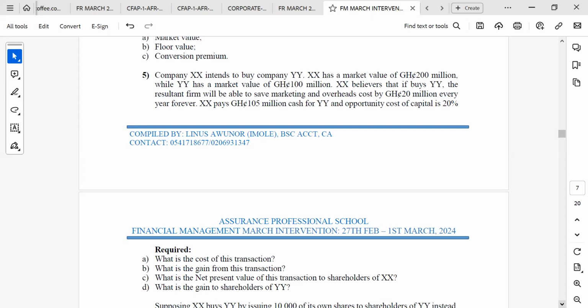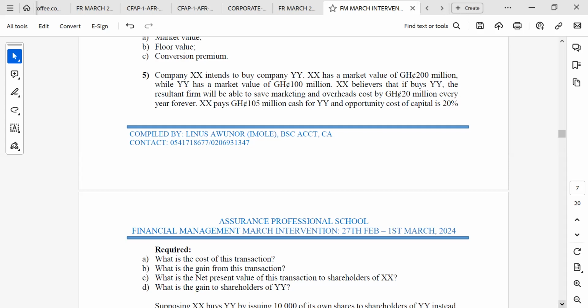Okay, so what is the savings over here? The gain will always be the savings, but what you do is that you present value the gain. So this is a perpetuity. You have to discount it. You have to present value it. XX pays 105 million cash for YY, and opportunity cost of capital is 20%.